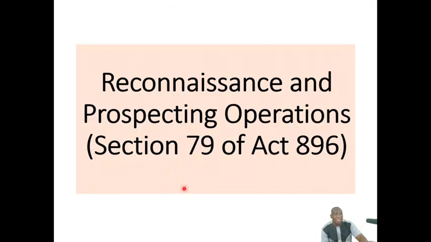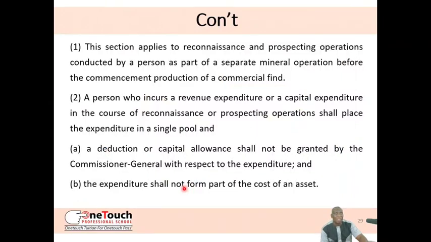Okay. The meaning of reconnaissance and prospecting operations. This section applies to reconnaissance and prospecting operations conducted by a person as part of a separate mineral operation before the commencement of the production of a commercial find. You know, I told you that before you start producing in commercial quantity, you first have to do what we call reconnaissance. Reconnaissance, I told you, is searching for the minerals. Prospecting is now developing them to see whether the minerals are there in commercial quantity. Okay, that's more of development. So what they are saying is that these things are normally done to be able to determine whether production can commence in commercial quantity.